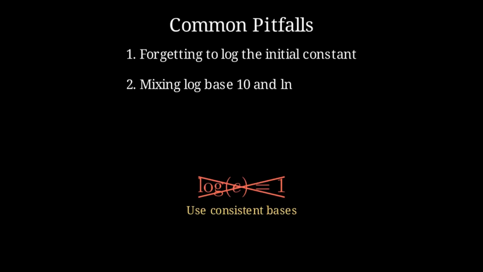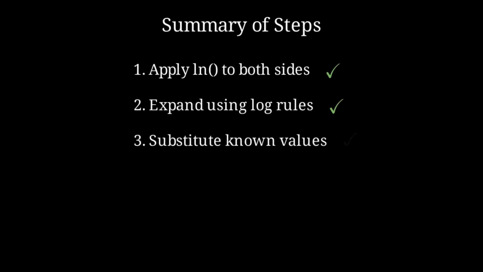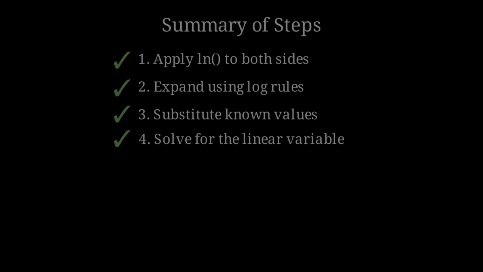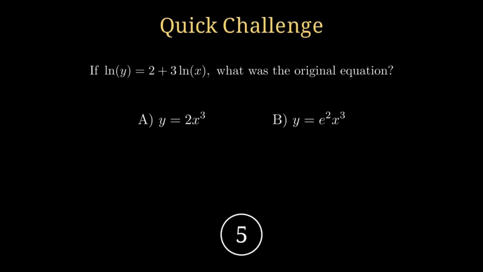To summarize, start by applying the natural log to the entire equation. Use log rules to turn multiplication into addition and exponents into coefficients. Solve the linear equation, and then convert back if necessary. Let's test your knowledge. If we have the linearized form ln y equals 2 plus 3 ln x, what was the original exponential relationship? Think about how we reverse the log rules.